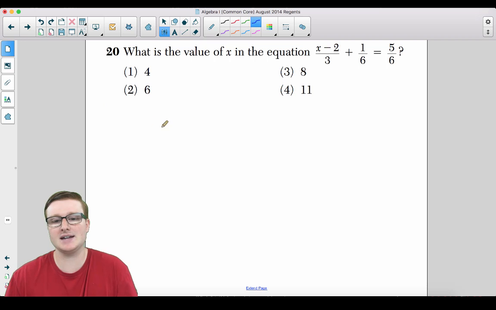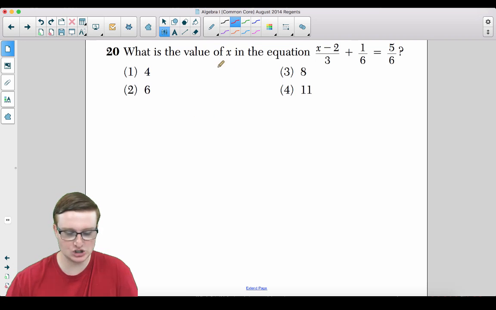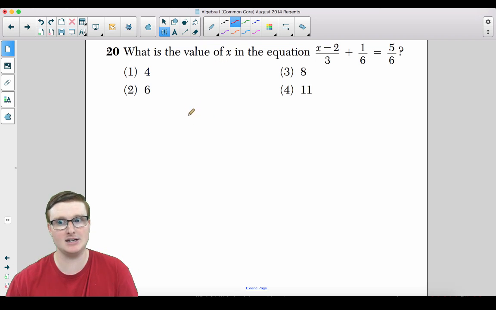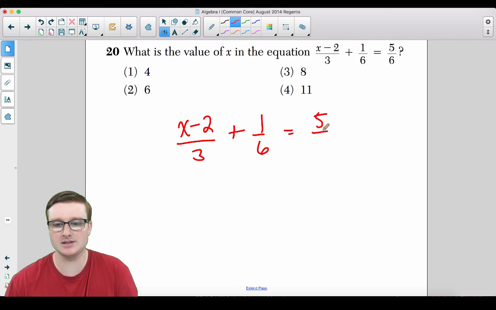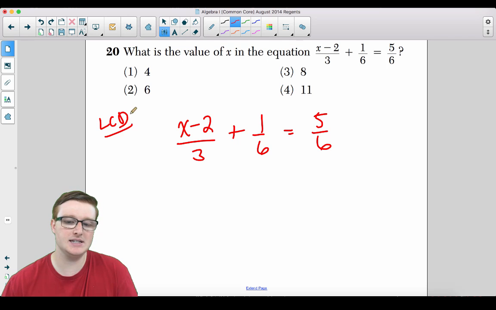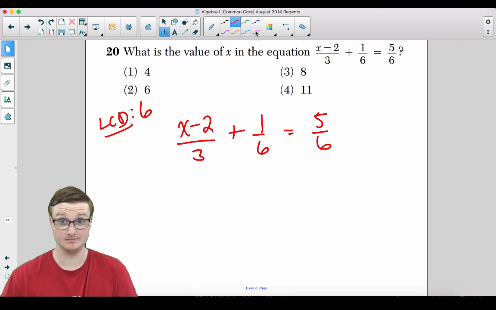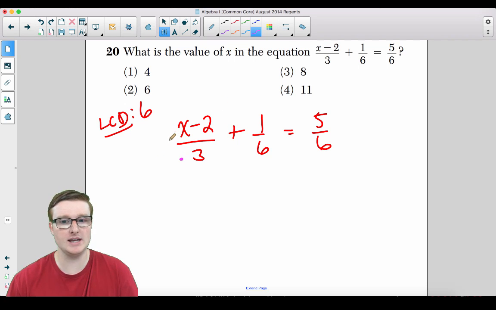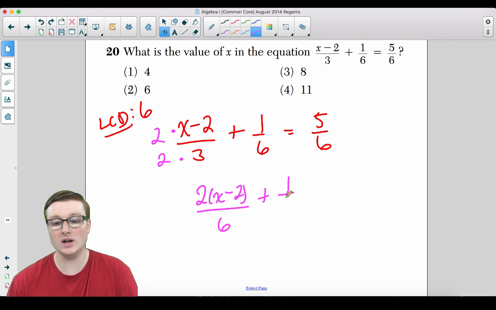Number 20, what is the value of x in the equation? This should be screaming in your head, least common denominator. So (x minus 2) over 3 plus 1 over 6 equals 5 over 6. So, ladies and gentlemen, your LCD is 6. The LCD is your least common denominator. So, you only multiply each fraction by what you need. I only need to multiply this by a 2 in order to make this to be a 6. So, you get 2 times (x minus 2) over 6 plus 1/6 is equal to 5/6.